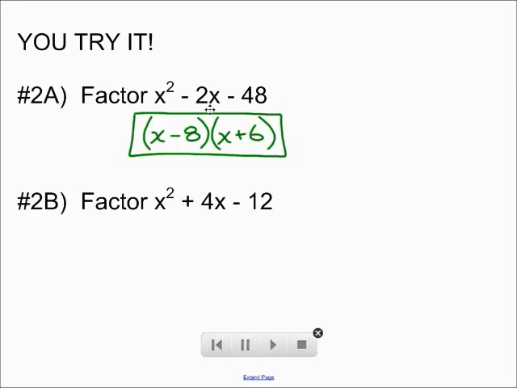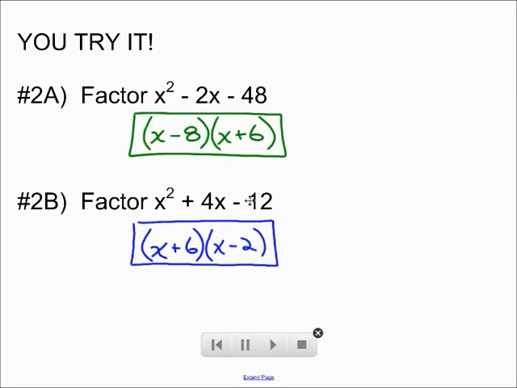A real common mistake here is that people put positive 8 and negative 6. But positive 8 and negative 6 would add up to positive 2, not negative 2, so be careful with that. Down here we're looking for factors of negative 12 that add up to 4. Again, 12's got a limited number of factors, so hopefully you can find it pretty quick. But 6 times negative 2 is negative 12. 6 plus negative 2 is positive 4.